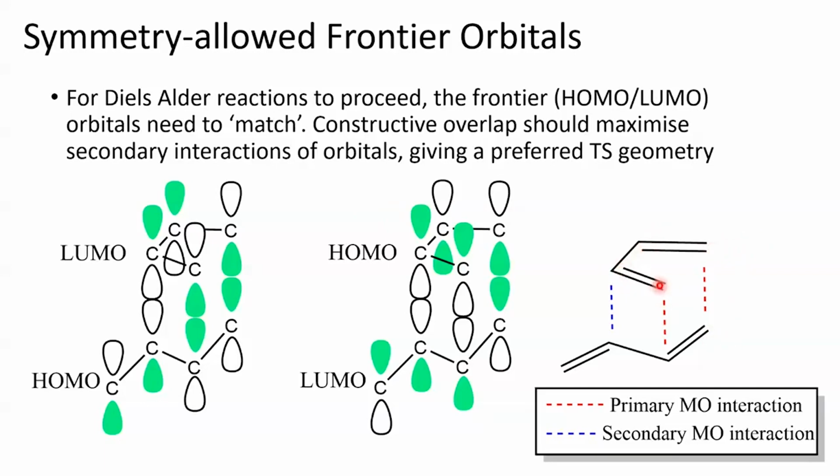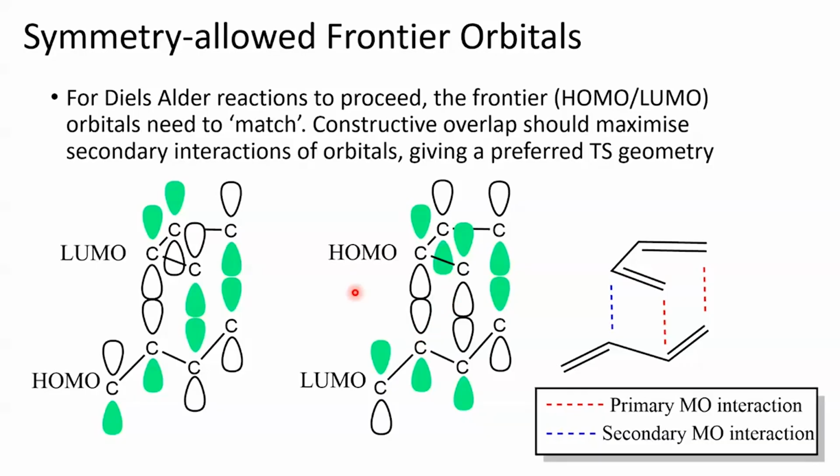We've got our diene on the top, we have our alkene on the bottom. We can draw in our primary molecular orbital overlap in red. We can also show our secondary molecular orbital interaction, and we can see that the orientation of these orbitals is perfect between the HOMO and the LUMO to stabilize and promote the reaction.